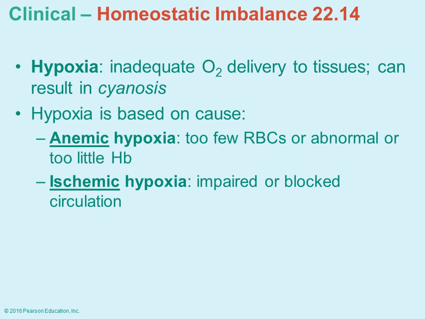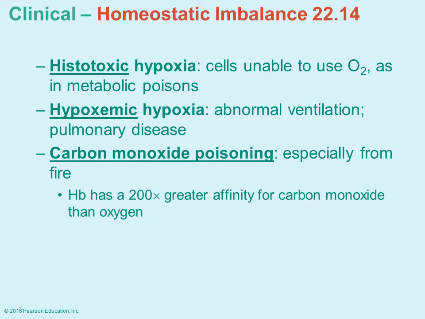Ischemic hypoxia is where you have blocked or impaired circulation. So it's not a problem with the red blood cells; you can't get the blood to where it needs to go. Histotoxic hypoxia is when the cells aren't able to use the oxygen, possibly because it's being inhibited by poisons. If there's abnormal ventilation or pulmonary disease, that's hypoxemic hypoxia, and then there's carbon monoxide poisoning.